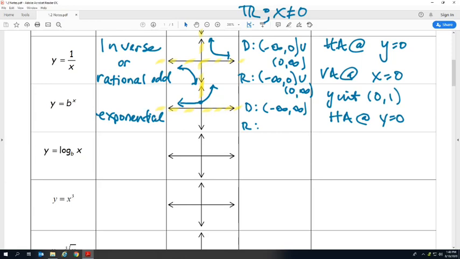Your range doesn't go below that asymptote, so it's going to be from 0 up to infinity. Now notice this time I used a parenthesis because it can't touch that asymptote. It won't include 0.